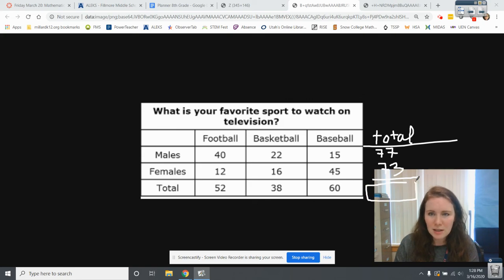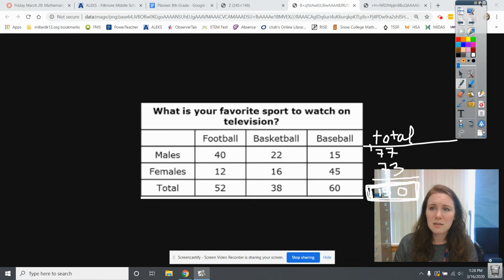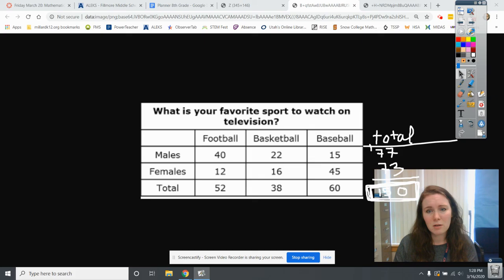To find the number in this corner, it should be the same number if you add 77 plus 73 as if you add 52 plus 38 plus 60. Those two should be the same number. So I can add 7 plus 3 is 0, carry the 1, 7 plus 7 is 14, plus the 1 is 15, 150. It should add this way also. 50, 60, 70, 80, 140, plus another 10 is 150. So there were 150 people total asked about their favorite sport to watch and if they are male or female.